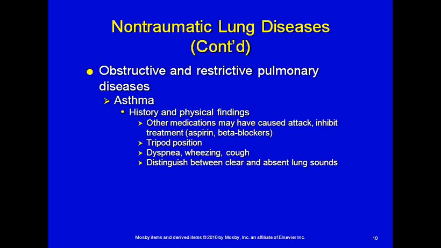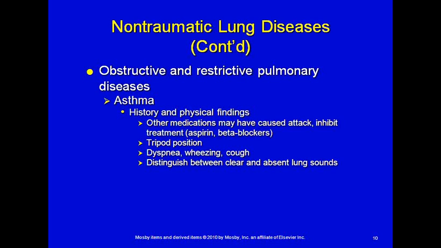Other medications may cause the attack as well as inhibit treatment. As an example, we had talked in our cardiac section about aspirin-induced asthma in patients in their 30s and 40s who have asthma, who you give aspirin to during their heart attack or their acute coronary syndrome, and they develop an asthma attack. Beta blockers may inhibit the treatment for asthma, because certainly one of the treatments that we give an asthma patient is a breathing treatment, which is a beta stimulator, a beta agonist. And if we've given beta blockers, or they take beta blockers, it may be harder for those medications to work.